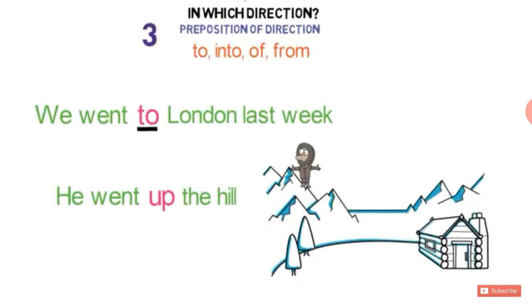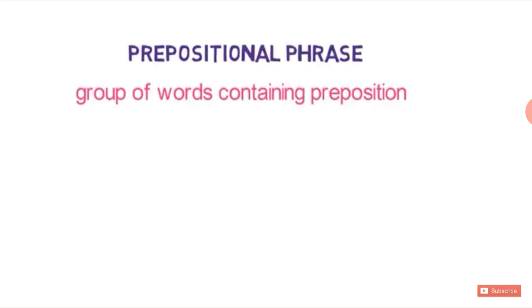Here we're talking about "he," I mean the particular person. He went up. Where did he go? Up, the direction of the thing, isn't it? And one more thing that we have to understand in prepositions is the prepositional phrase.